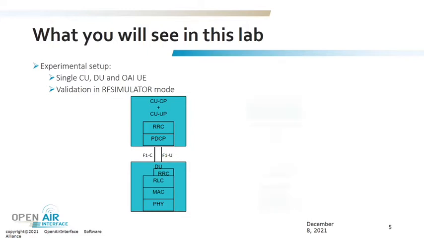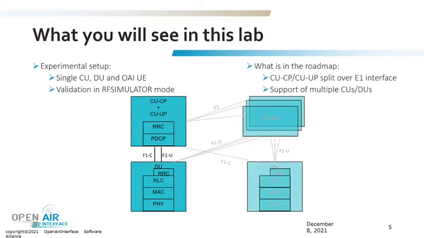Where do we want to go with respect to our developments? What is the roadmap? First, we want to include the E1 split between the CU-CP, the control plane, and the CU-UP, the user plane. Based on 3GPP, you can have another interface, the E1 interface, that would split the CU entity into control plane and user plane blocks. And also, we eventually want to be able to support multiple CUs and DUs to allow more flexibility in our deployments.